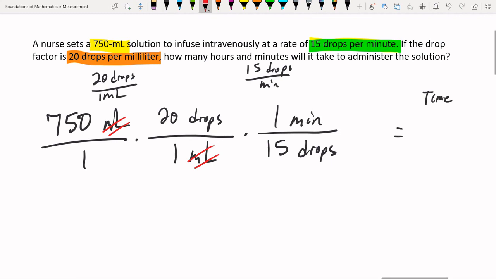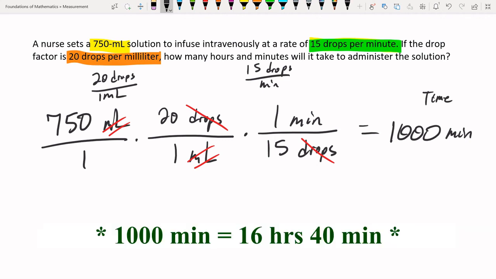And you see that the drops cancel. And now we're left with a unit of time, which is minutes. So we have the unit that we want in the end. All we have to do then is multiply everything out. On top we have 750 times 20. On bottom we just have 15. And so I get 1,000 minutes, which of course you can convert into hours by dividing by 60, giving you 16.67 hours.